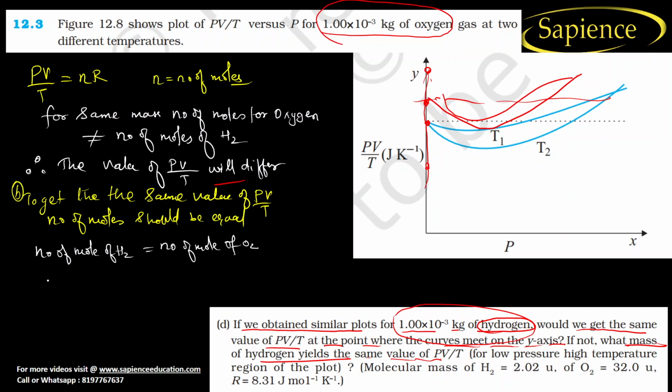So the number of moles of H2 is equal to the mass of H2 divided by the molecular mass of H2, and this must be equal to 1 by 32. So from here we can easily get the value. The mass of H2 is equal to the molecular mass of H2, which is 2.02, divided by 32.